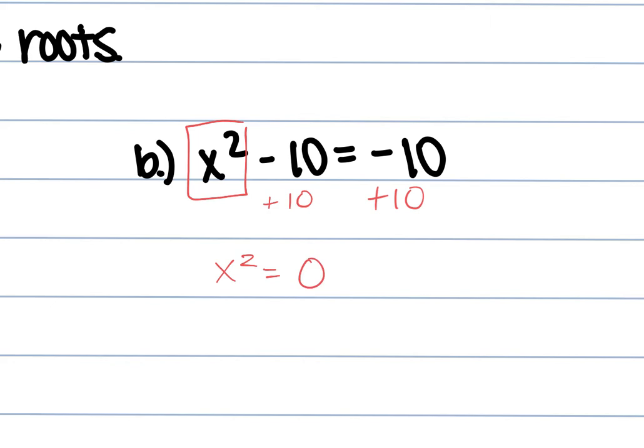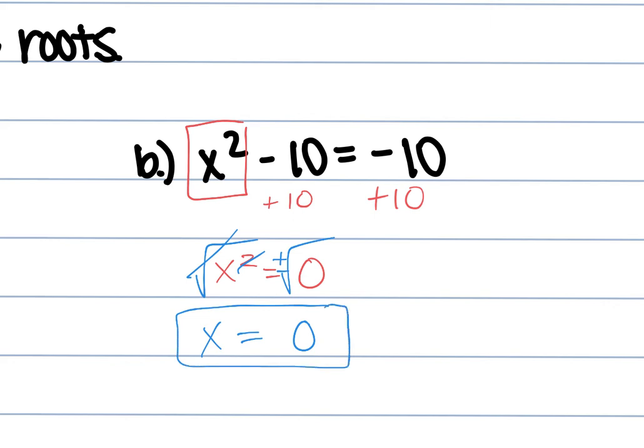Once we get that 0, then we would take the square root of both sides, add our plus and minus. We're going to get x, because the square root and the squared cancel, equals the square root of 0, which is just 0. Now, the plus or minus here goes away because 0 cannot be positive or negative. It's just 0. And this has exactly one solution. So when x is equal to 0, there's going to be one solution here.